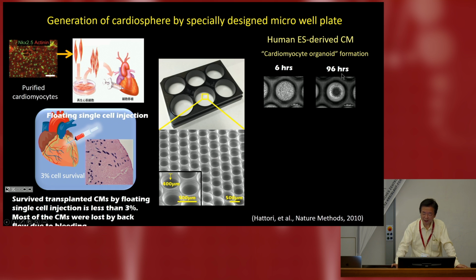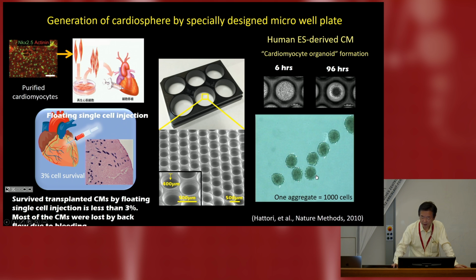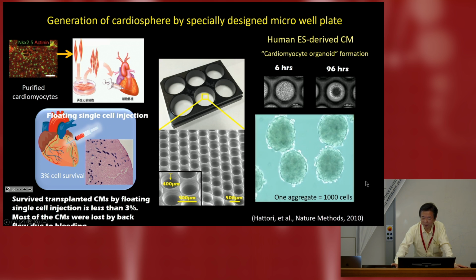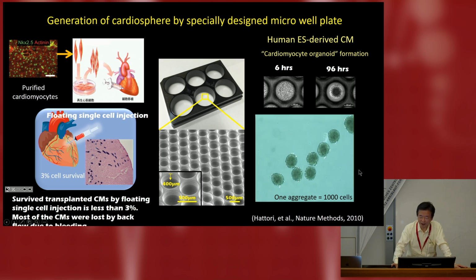This is 6 hours and this is 96 hours. As you can see, the cardiomyocyte formed like a ball. So we call this cardiomyocyte ball or cardiosphere. Each ball contained 1,000 cardiomyocytes. And this cardiomyocyte ball or cardiosphere is very effective for transplantation.